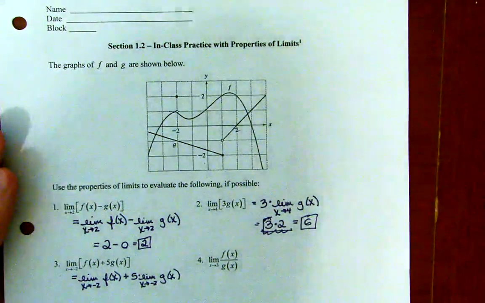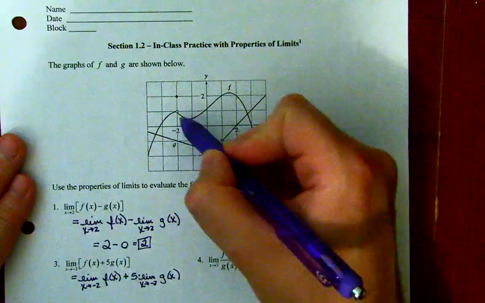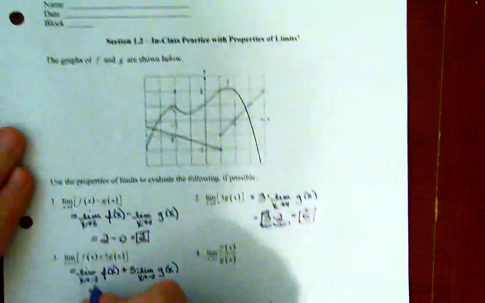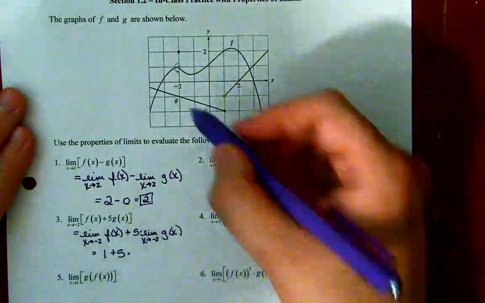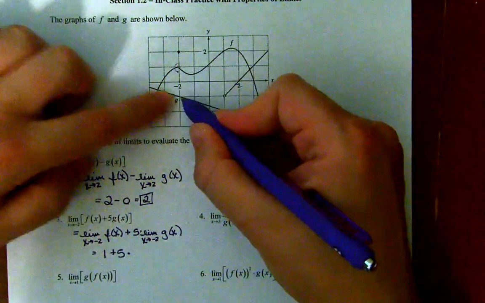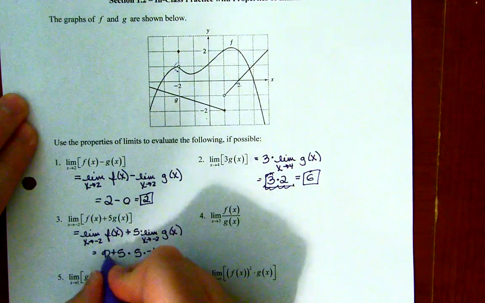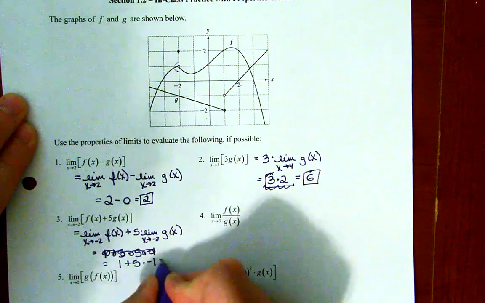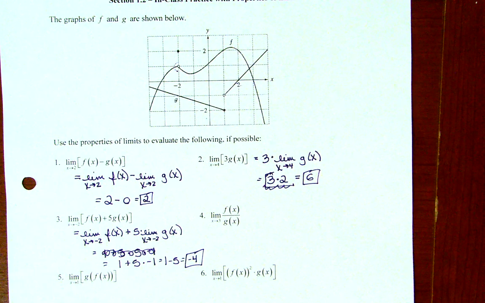Okay, let's figure these out. Limit as x approaches -2 of the f function. Looks like my y's are getting close to 1. Remember, it's a limit, not an f, so I don't care about that point up there. I'm going to say 1 plus 5 times the limit as x approaches -2 of the g function. That looks like -1. Let me try that again. This is going to be 1 plus 5 times -1. 1 minus 5 should get -4 for an answer. Please go try problem number 4.